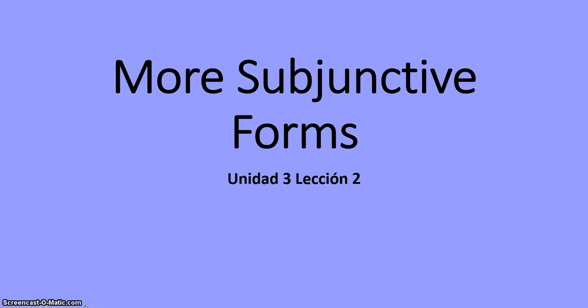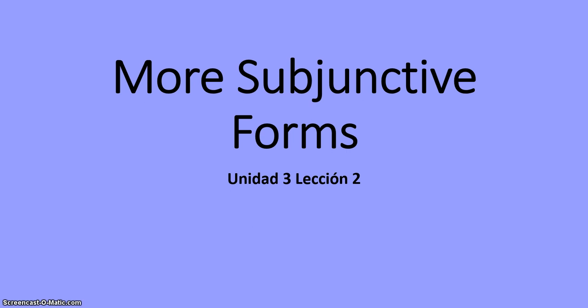Remember, we form the subjunctive by going to the yo form, dropping the o, and adding the appropriate opposite ending. What do I mean by opposite? Well, AR verbs get ER-IR endings, and ER-IR verbs are going to get AR endings. We are going to have some irregularities that we're going to want to keep in mind, and that's what we're going to be talking about today.